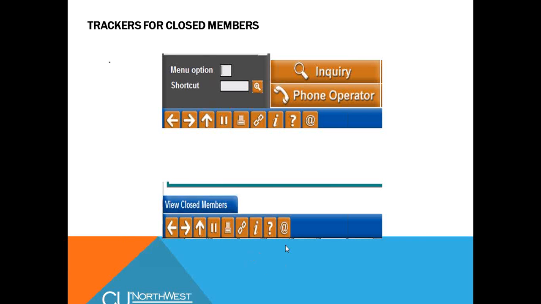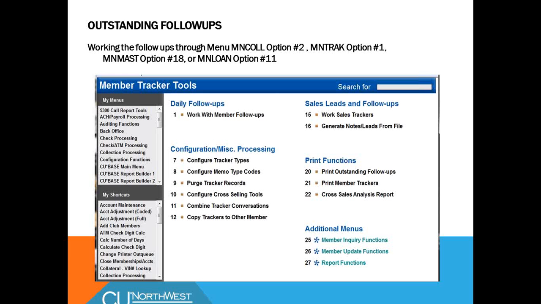So an exceptional feature of this CU Base tracker system is that you can add and update existing trackers for your closed members. You would access the closed member accounts through your member inquiry, which can be located at the bottom of any of the CU Base menus. Then you would follow the same steps to create or update a tracker as if the member were open or active. This is the only feature with which you can update, maintain, and add to a closed membership in CU Base.